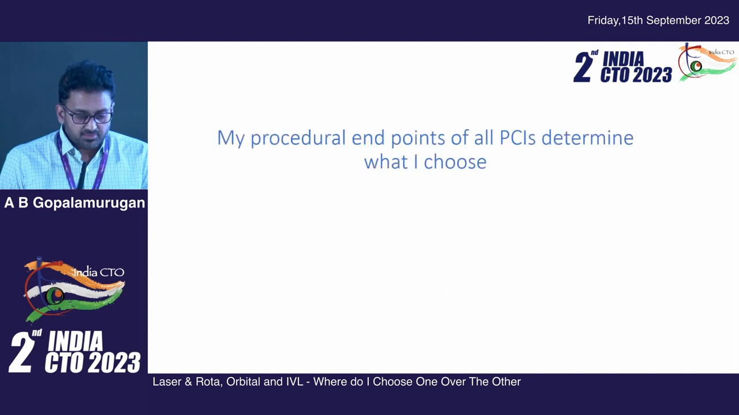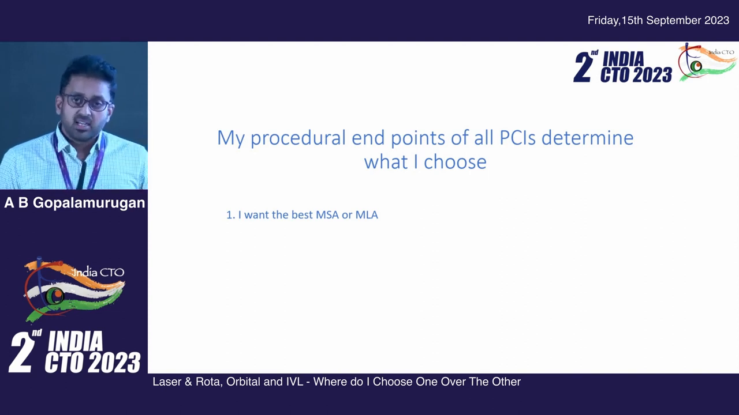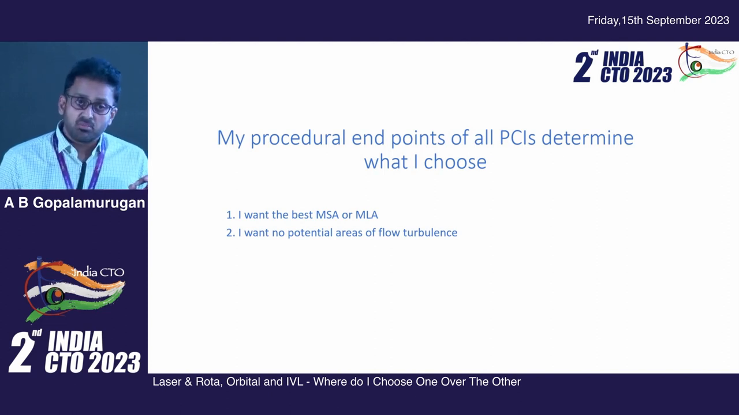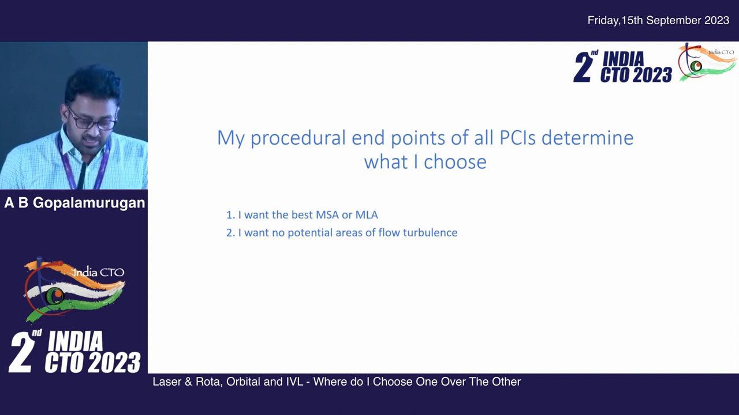Therefore, my procedural endpoints for all PCIs that determine what I choose is largely based on what's the best MSA or MLA that I want to achieve. That depends on the vessel size and what is the best outcome I'm going to achieve. I want no potential areas of flow turbulence. If you're going to have a big nodule, if you're going to have flow turbulence, that's going to give you an early TLR. And of course, stent expansion.